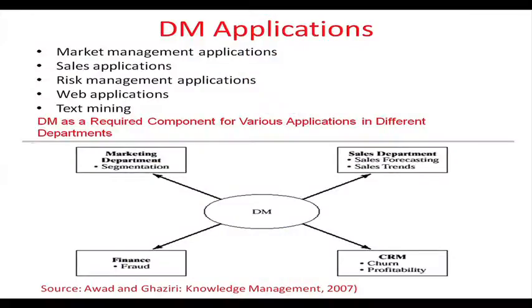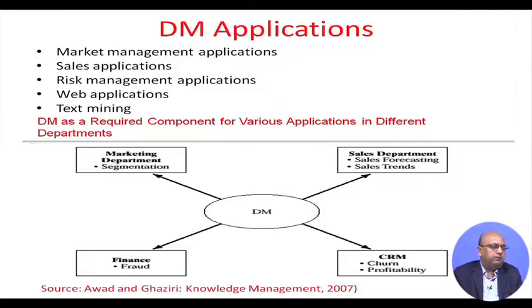Data mining has different kinds of applications; it could be related to markets, sales, risk management, web, text mining. So you can go for different kinds of data mining, and it is very important to see how we are going to make use of it. For example, in sales you can go for forecasting and identifying trends. For customer relationship, you can see whether customers are churning or not, and how much profit you are going to make. In finance, you can identify risks and frauds.